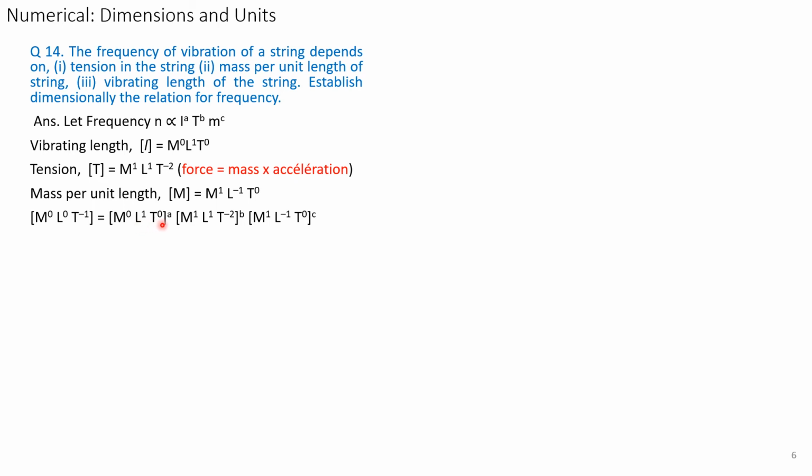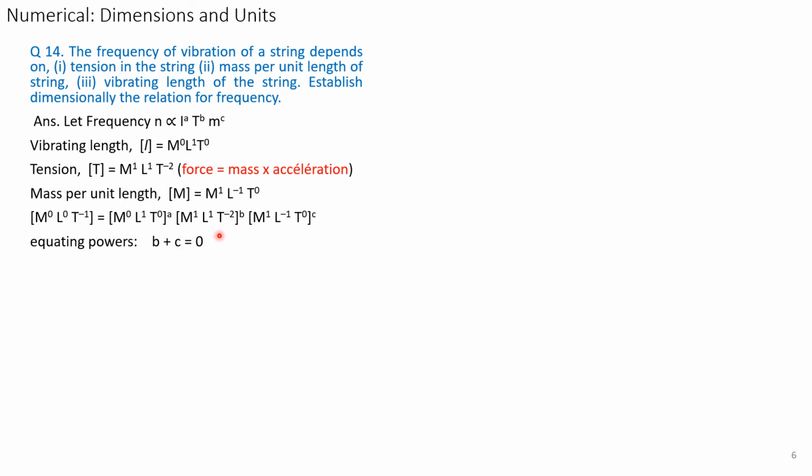That is, vibrating length to the power of A, L to the power of A. And writing the dimensions of T to the power of B, we get m to the power of 1, L to the power of 1 and T to the power of -2, to the power of B. And writing the dimensions of mass per unit length, m to the power of 1, L to the power of -1 into T to the power of 0, whole to the power of C. Now we have to equate the powers on the left hand side and right hand side.